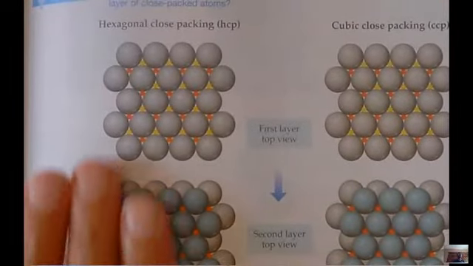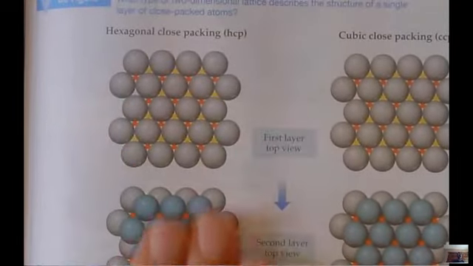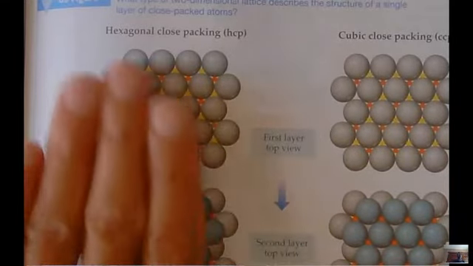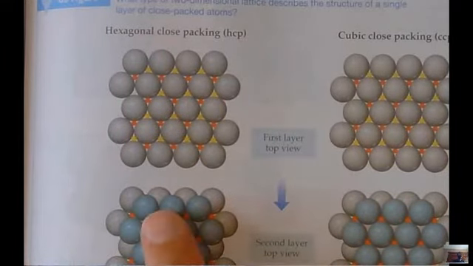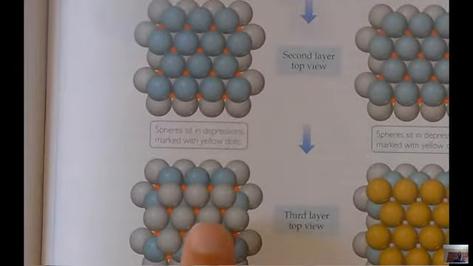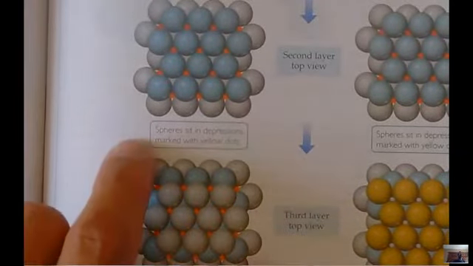Okay, here's the first layer. So this is going to be the hexagonal, which is going to be AB, AB. There's the first layer. I put that second layer just like the eggs. Then I put the third one directly on top of where the first ones are.